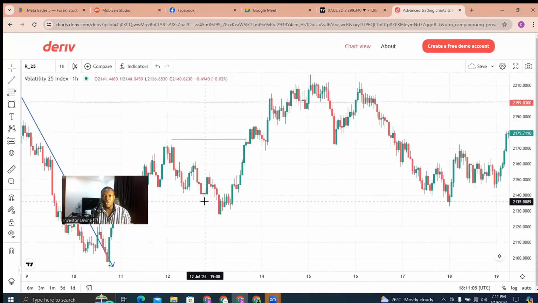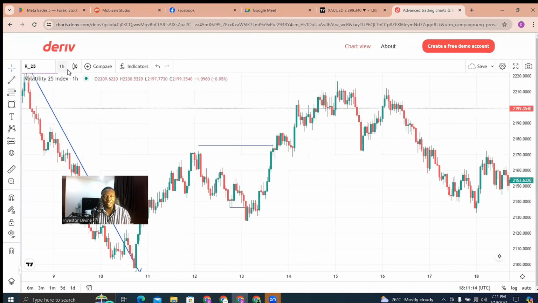All right, so over here we can identify this break of structure. This is the 1 hour time frame. I can see the market was creating lower low, lower high, lower low, lower high, lower low. Can you see this? So we can call this a downtrend, a little downtrend. But what happened next? Market broke structure at this point.